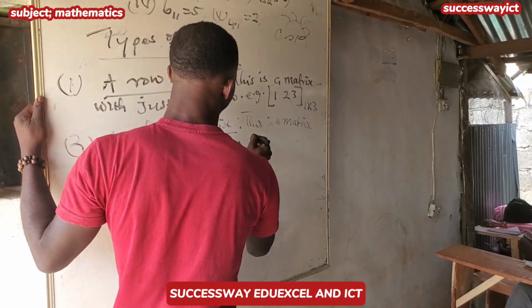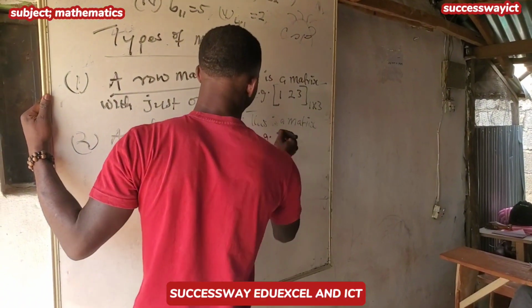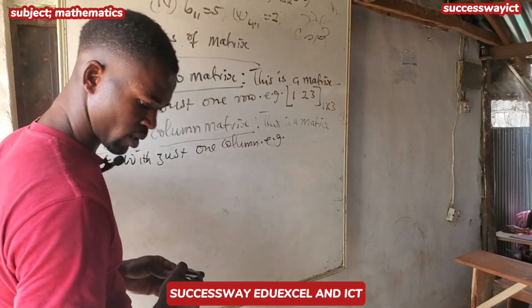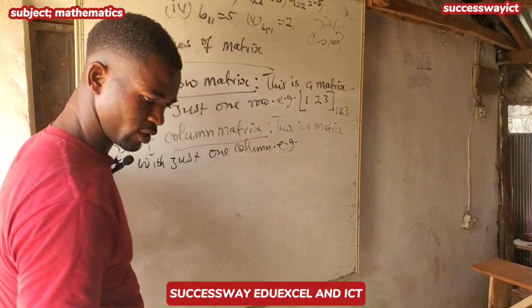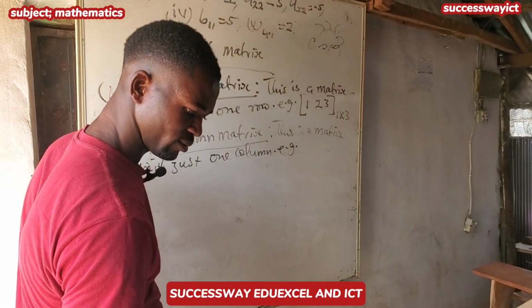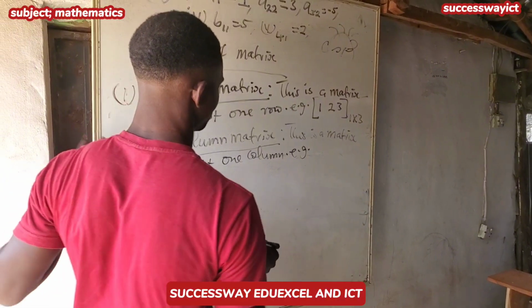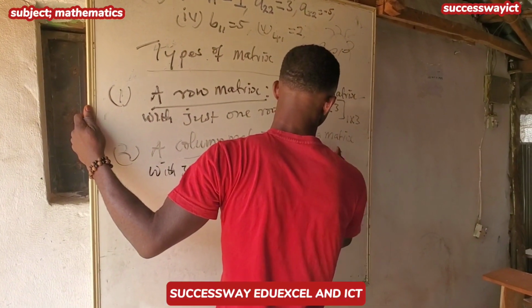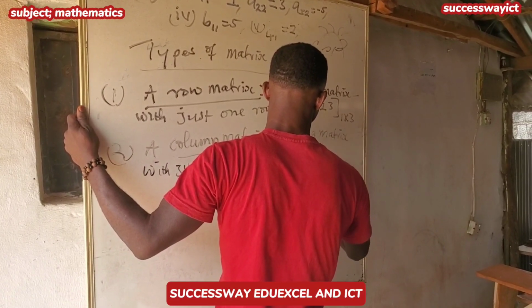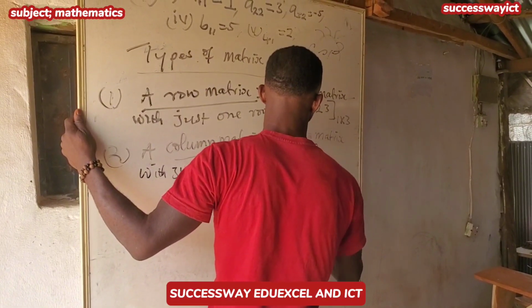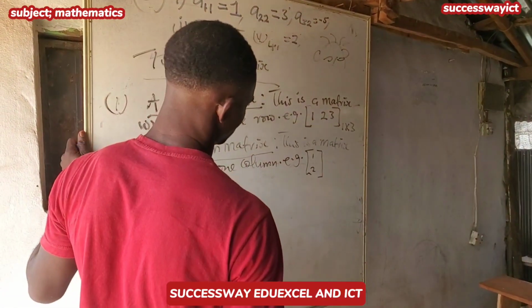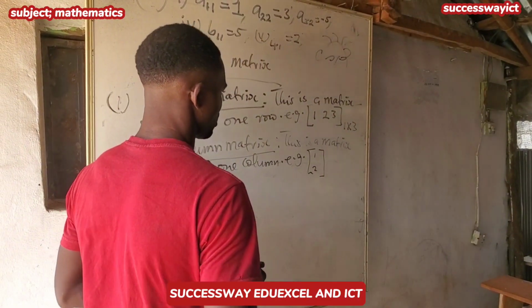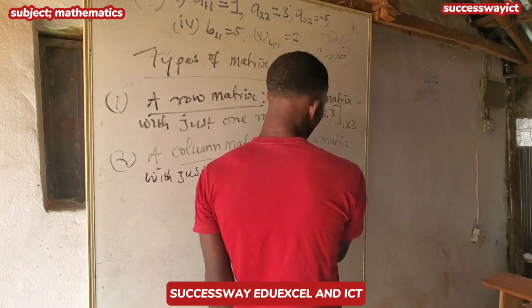It's a matrix with just 1 column. Example. Is this book disturbing you? What's the order of this matrix?